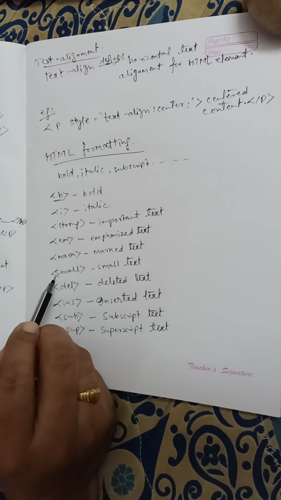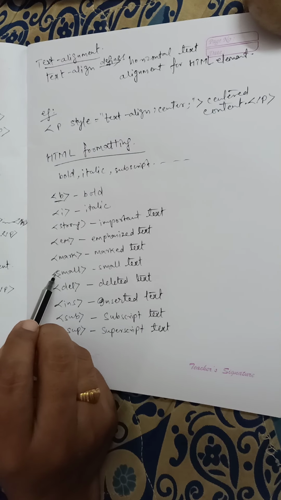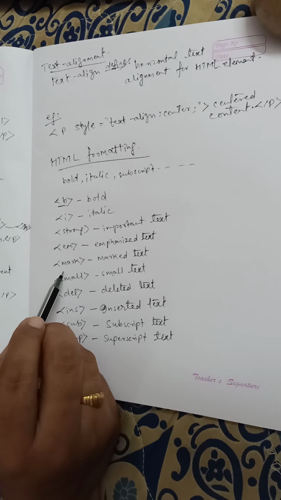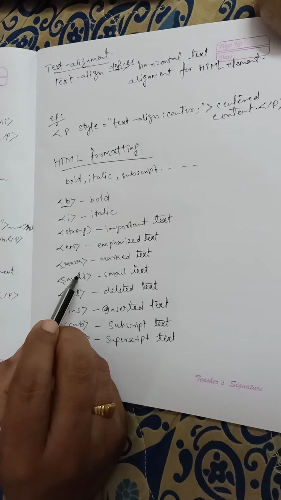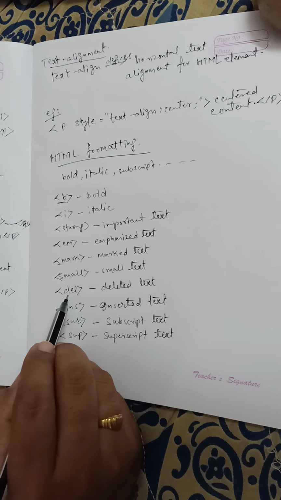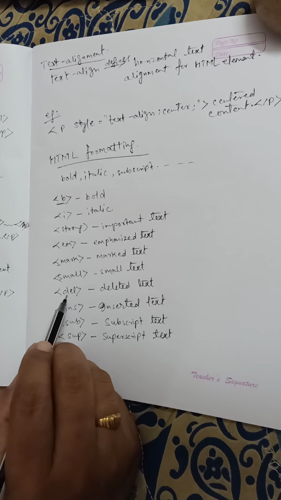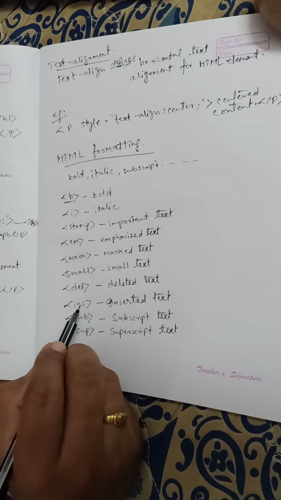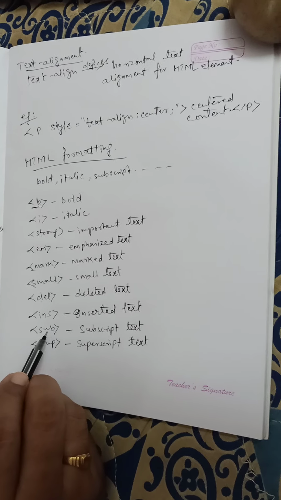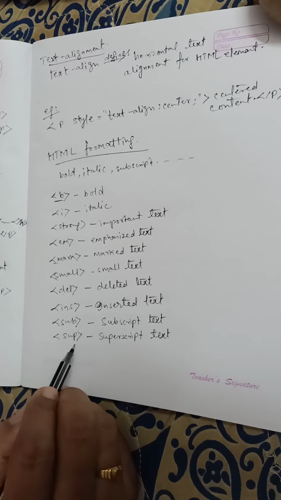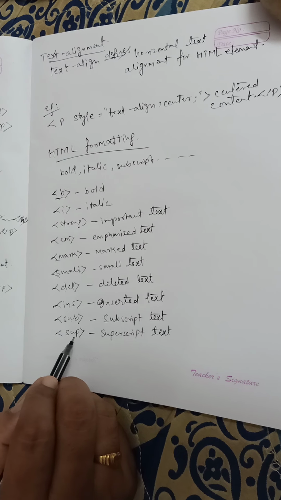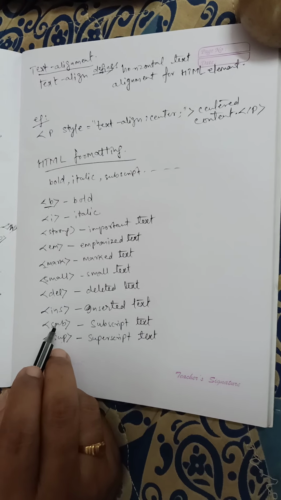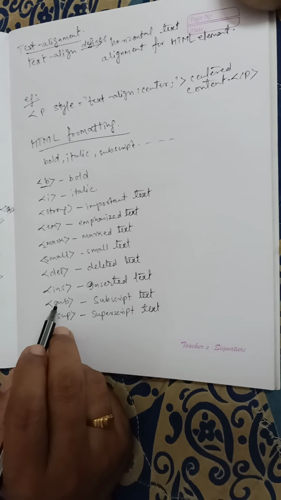So next, small defines smaller text. Then mark defines marked or highlighted text. The del element defines deleted or removed text. Similarly, ins defines inserted or added text. This defines the subscripted text, and this defines the superscripted text. So accordingly you can use your tags to have the effect on a text in your output on the browser.